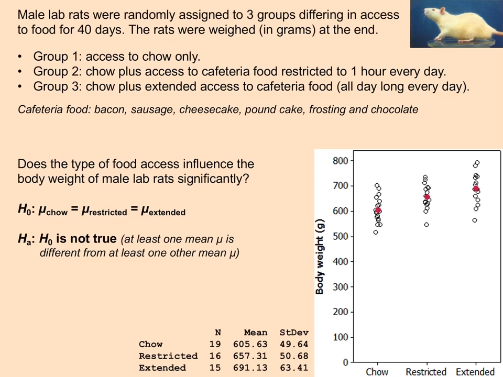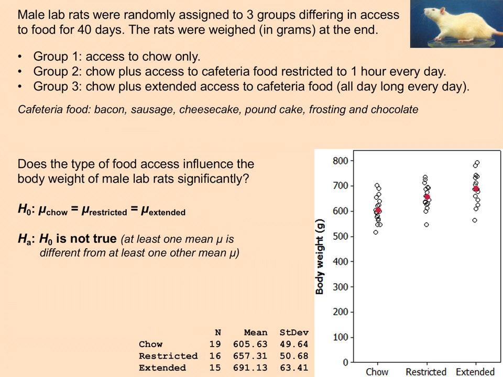So let's look at an example here. Male lab rats were randomly assigned to 3 groups differing in access to food for 40 days. The rats were weighed in grams at the end. Group 1 had access to rat chow only. Group 2, chow plus access to cafeteria food restricted to 1 hour every day. Group 3, chow plus extended access to cafeteria food all day, every day. Cafeteria food was bacon, sausage, cheesecake, pound cake, frosting, and chocolate.